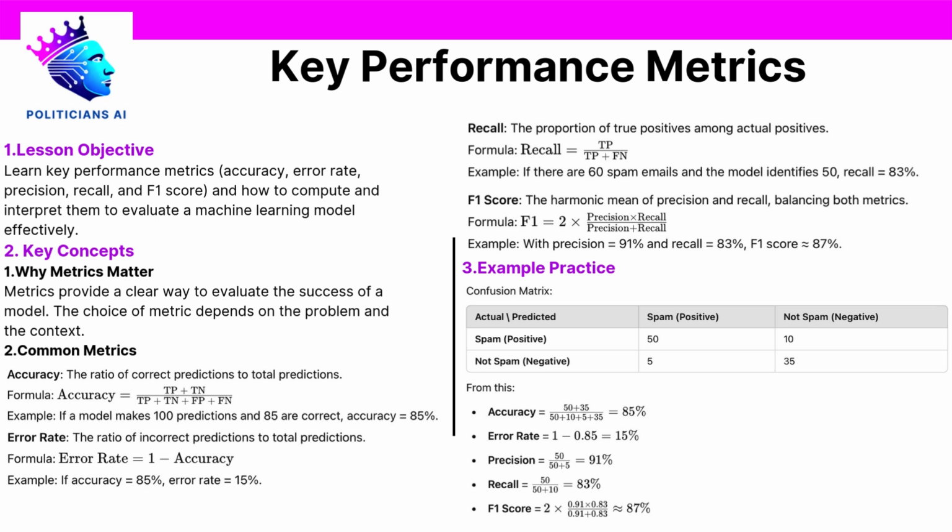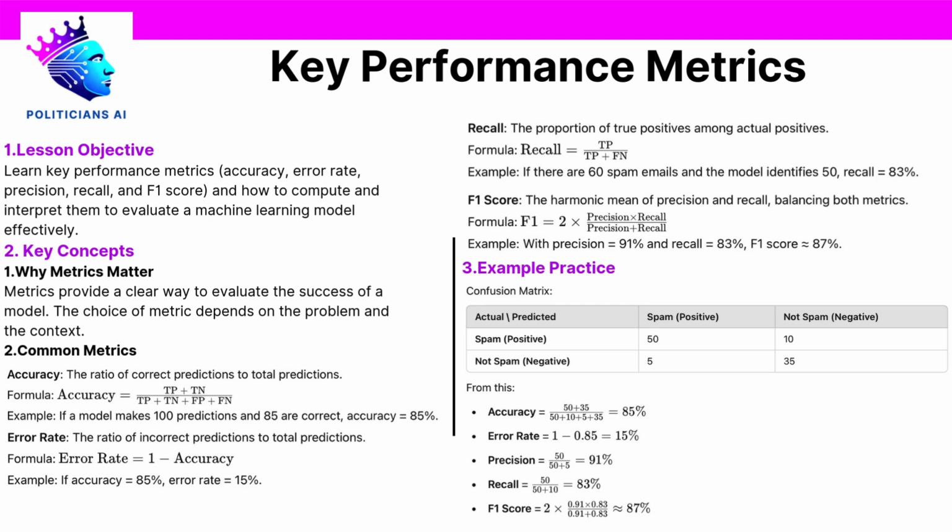Finally, let's calculate the F1 score, which combines precision and recall into a single metric. The formula for the F1 score is 2 times the product of precision and recall, divided by the sum of precision and recall. Plugging in our values, precision is 0.91 and recall is 0.83. Multiplying them together gives us 0.755. Adding precision and recall gives us 1.74. Dividing 0.755 by 1.74 and multiplying by 2 gives us an F1 score of approximately 0.87. This balanced score shows that the model performs well in terms of both precision and recall.